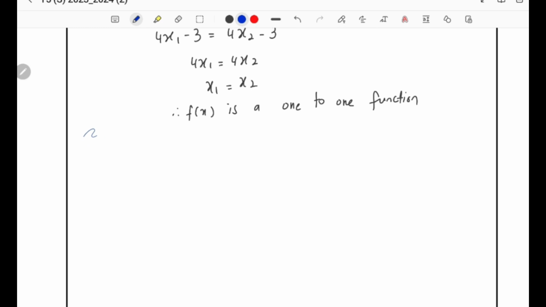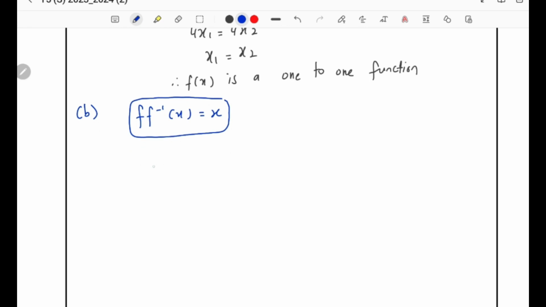For B, we need to find the inverse function. So use this formula, f(f inverse) equals x. So substitute f inverse into the x, rearrange until we have f inverse as a subject.